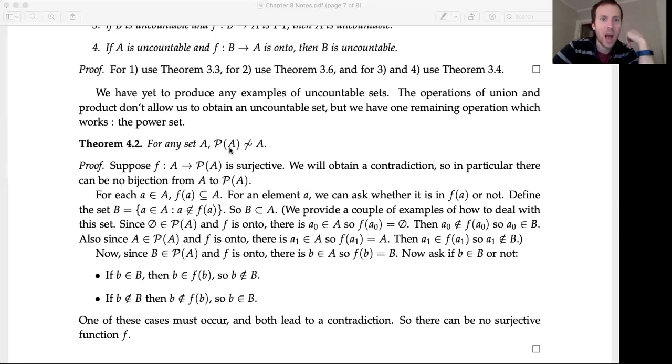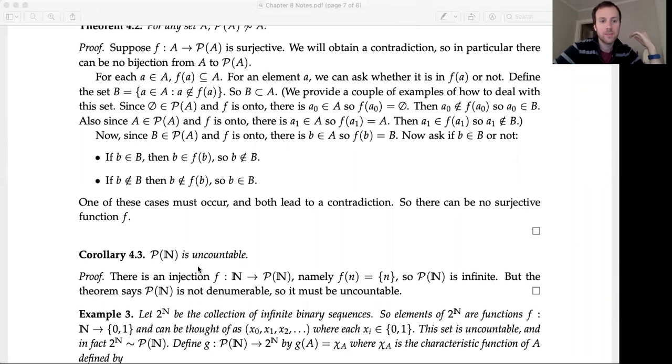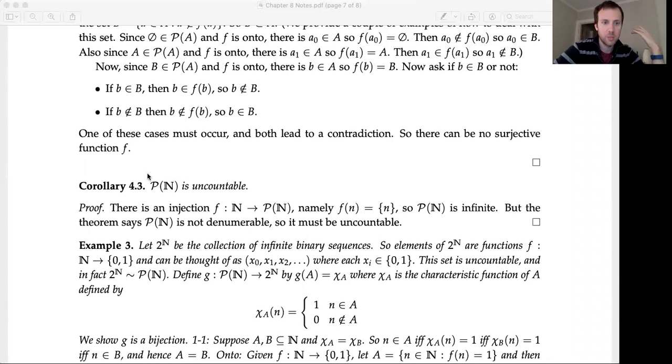So this means that the power set gives you a set where there is no bijection with the set A. So in particular, the power set of n is an uncountable set because there is an injection sending a natural number to the singleton n. That's an injection from the natural numbers to the power set. So we know the power set is infinite, but there can't be a bijection. So we know that the power set must actually be uncountable.